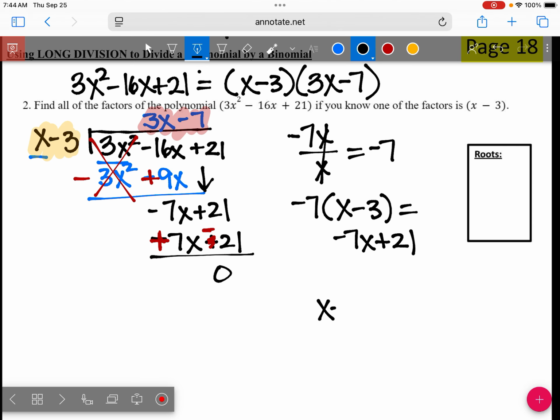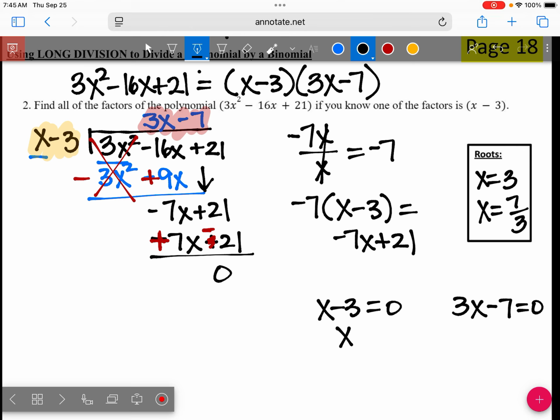Now go ahead and set those factors equal to 0 to get your 2 roots. So take the x minus 3, set that equal to 0, see what you get. Take 3x minus 7. Does anybody have any questions? So the first one I have to add 3. For the second one, I add the 7 and then I divide by 3. So those are my 2 answers. 3 and 7/3.